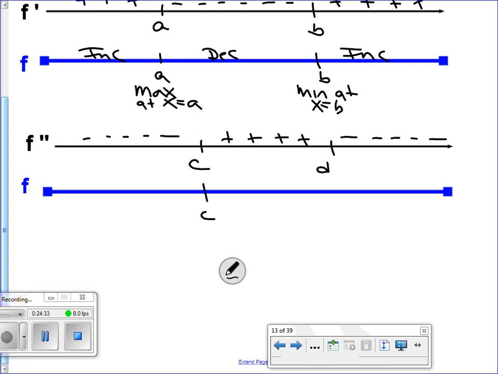Now I want to interpret the results. Tell me about the function on this first interval. Concave down.